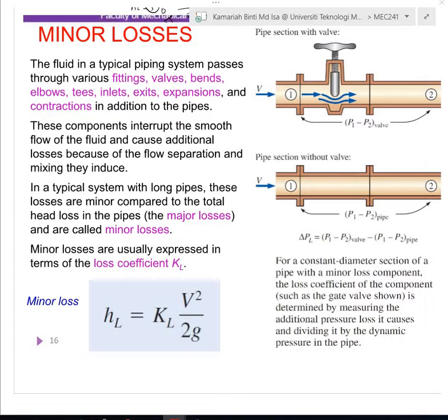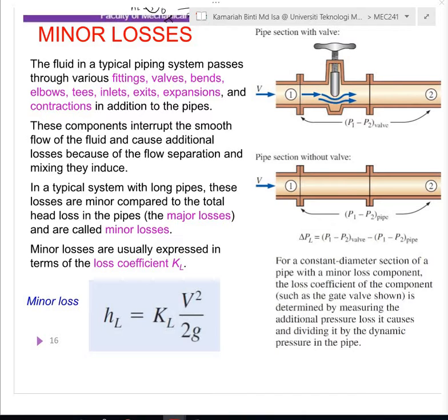Last time we already finished our class on major losses. So today we are going to continue where we left off with minor losses. This time we are going to see what is causing minor losses. Minor losses are caused by various fittings, valves, bends, elbows, tees, inlets, exits, expansions and contractions, in addition to the pipes. These components interrupt the smooth flow of the fluid and cause additional losses because of the flow separation and mixing they induce.